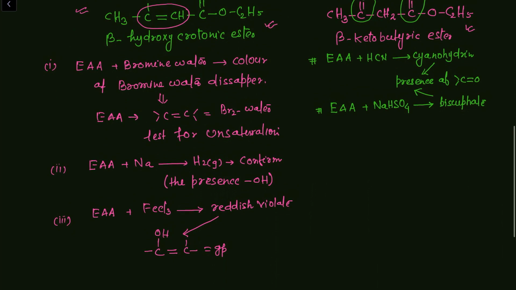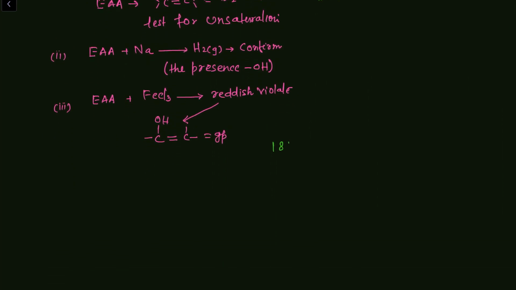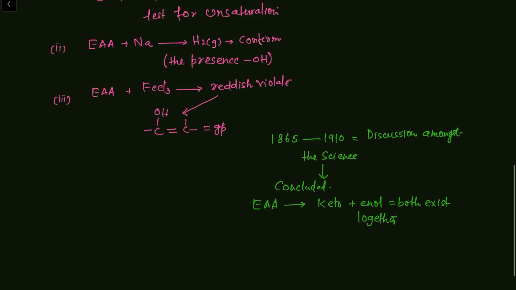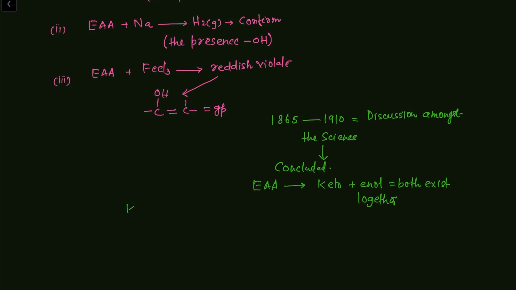And now after 1865, between 1865 and 1910, a big discussion was going on among the scientists, and finally the group of scientists concluded that in aqueous solution of ethyl acetoacetate, the keto form and enol form both exist together, and there is a dynamic equilibrium between keto and enol form. This was the acceptance of the work of Gaither and Franklin Dopa.